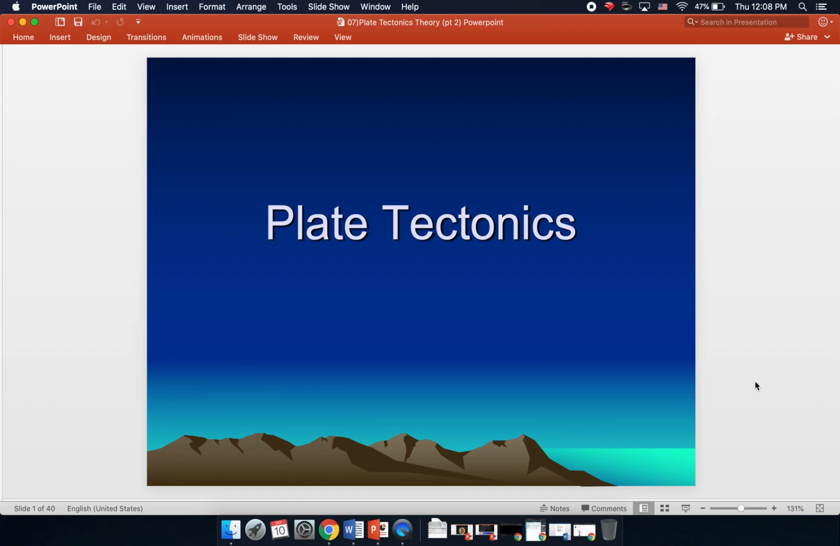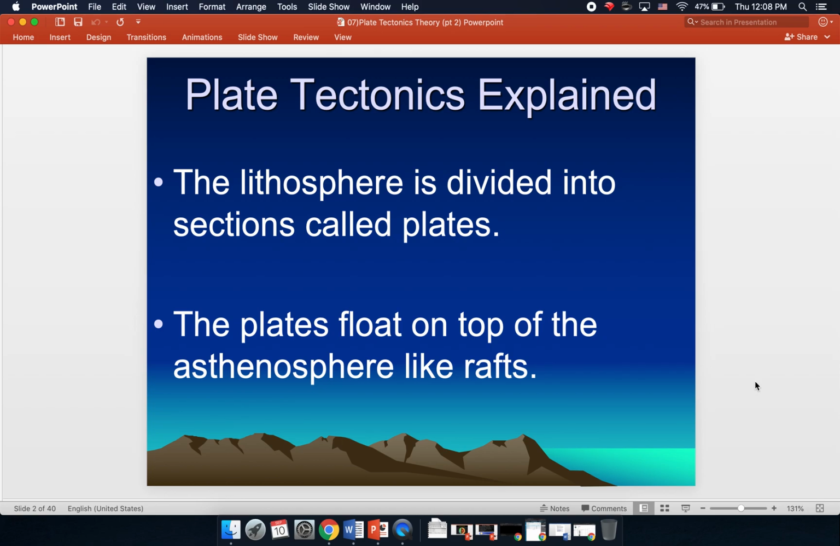Today's lesson is on plate tectonics. Some of this is a little bit of a reiteration from previous lessons, but it's important to refresh on this again before we start talking about plate tectonics.